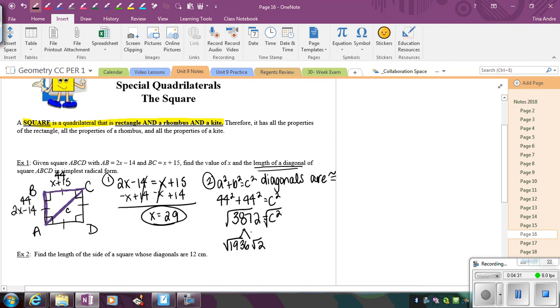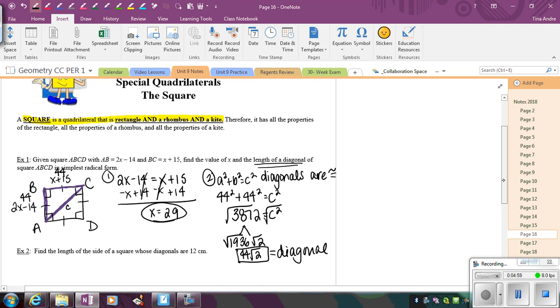So again, you could have just guessed and checked until you find the largest perfect square. But I just knew since I have 2 44 squareds to get the 3872, 2 times 44 squared is going to give me that number. So that's kind of just a shortcut that I used. So then I end up with 44 square root of 2 for C. And that's my diagonal. So let me just write equals the diagonal. And that, again, would be the same for BD as it is for AC because the diagonals are congruent.